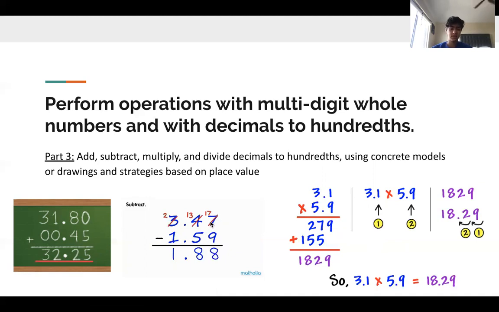Make this a 17, right? Because you can't do 7 minus 9. So 17 minus 9 will give you 8, right? And if you do that for 1, you have to do it for the next. 13 minus 5 will give you 8 again.